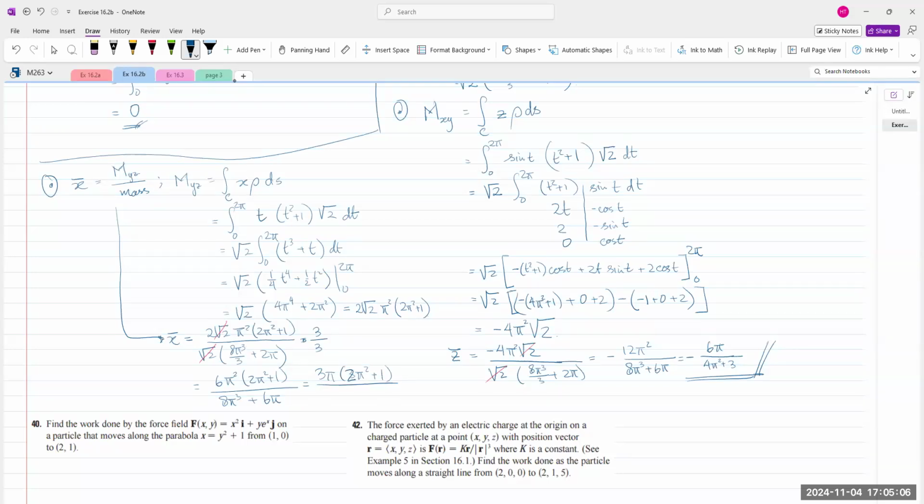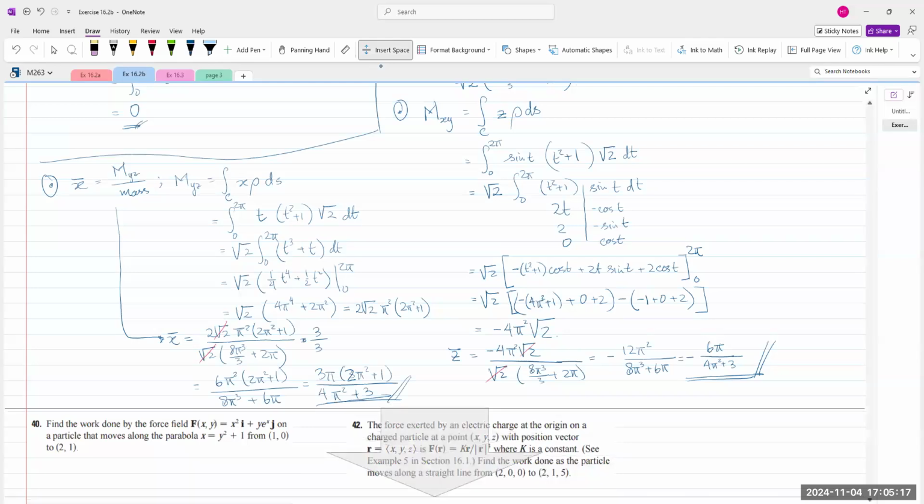If I cancel 2 pi, there will be 4 pi squared plus 3. I think that's the furthest we can go. That's for the x bar. And then you compute the y bar yourself, okay? You compute your y bar yourself.